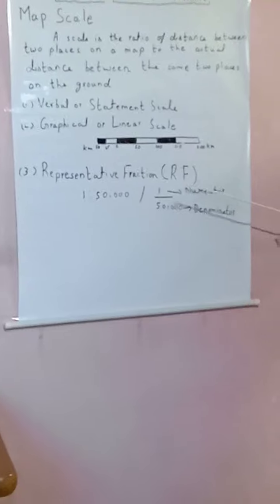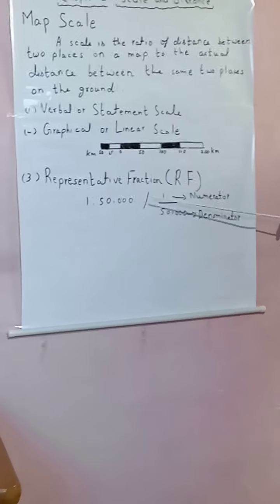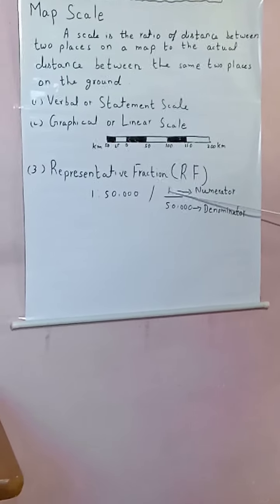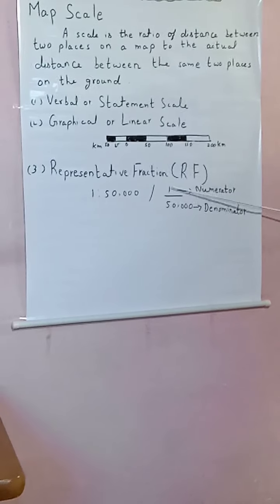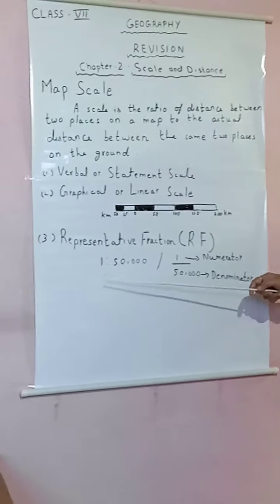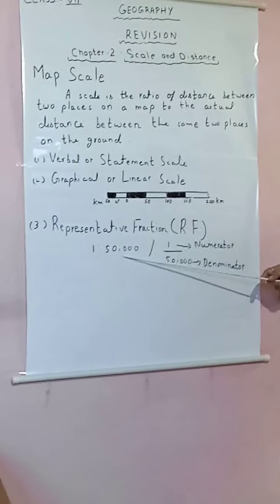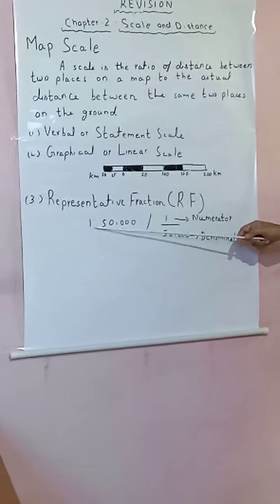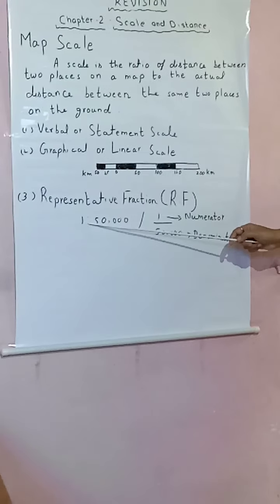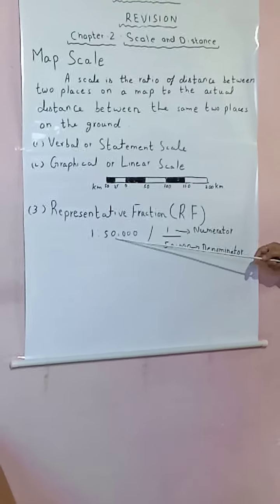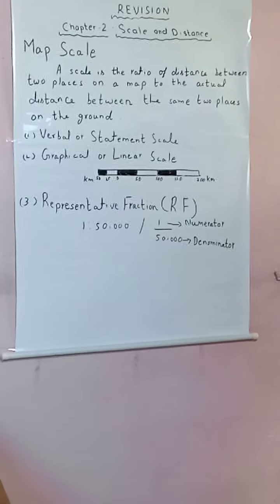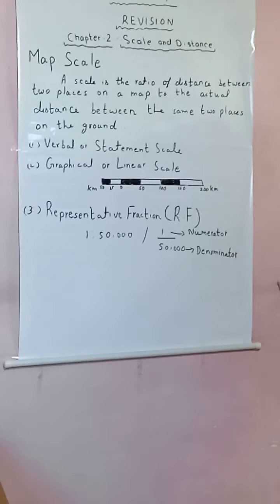Third is a representative fraction, or you can say RF. This is a numerical scale that gives the ratio of distance between two places on the map and distance between the same places on the ground. For example, 1 is to 50,000. This means one unit on the map would be equal to 50,000 units on the ground.